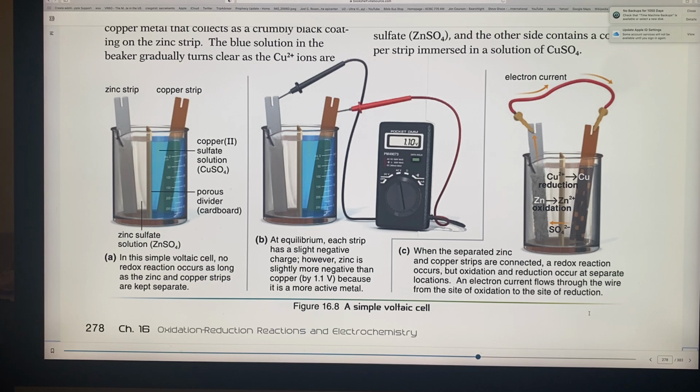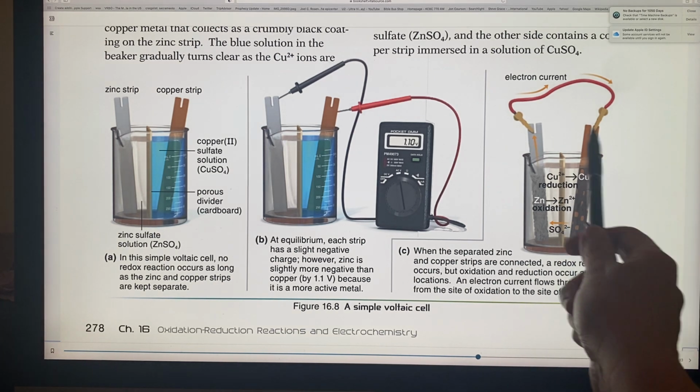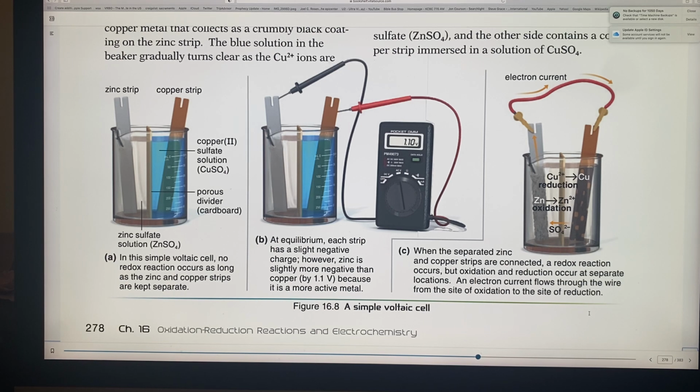But then what happens in C here? This looks like a huge reaction. When we separate the zinc and copper strips and then connect them, a redox reaction occurs. But oxidation and reduction occur at separate locations, and an electric current flows through the wire from one site of oxidation to the other site.